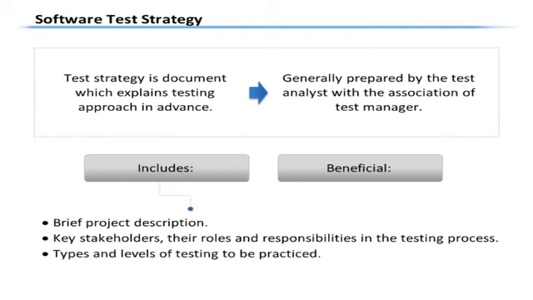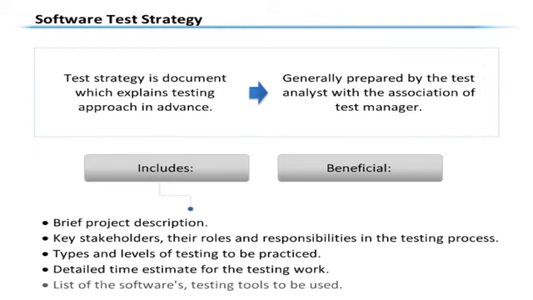The next item included in the test strategy is the types and levels of testing to be practiced, like unit, integration, system, and user acceptance testing. The test strategy should include special testing like performance testing if needed. It should also explain the detailed time estimate for the testing work to make planning easier. It should also include the list of the software testing tools to be used.